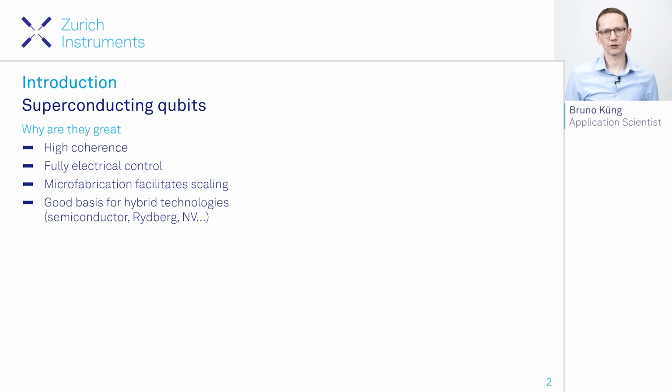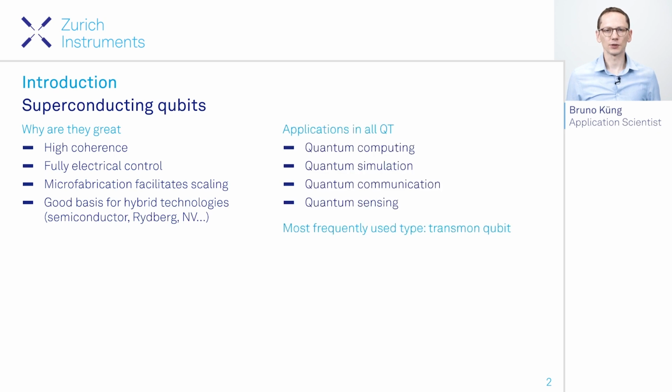You can fabricate them using microfabrication technique, which is an advantage when scaling up system sizes. And it's been shown that you can combine this also in hybrid technologies, for instance, combining them with semiconductor or Rydberg atoms or NV centers. With these many advantages, they have found applications in all quantum technologies. The largest one probably quantum computing, but just as well quantum simulation, quantum communication, and quantum sensing are fields where superconducting qubits are used. The most frequently used type of qubits is the transmon qubit, and this is also the type that we'll look at in this webinar in more detail and that we use for the measurement.